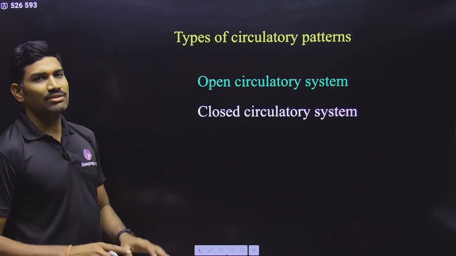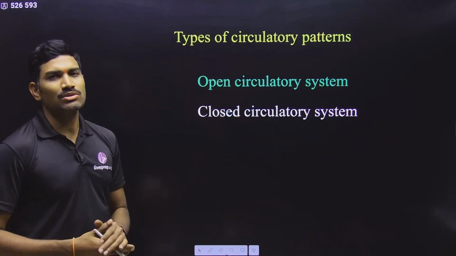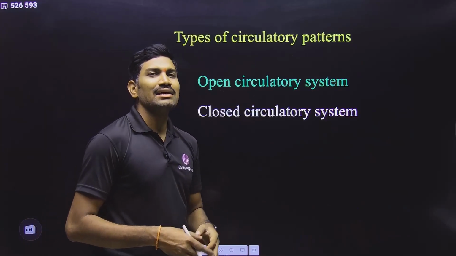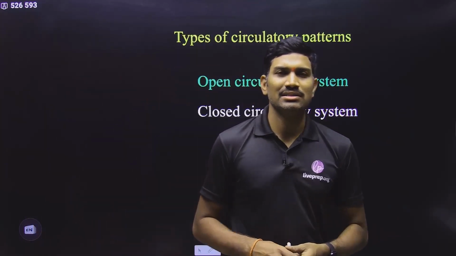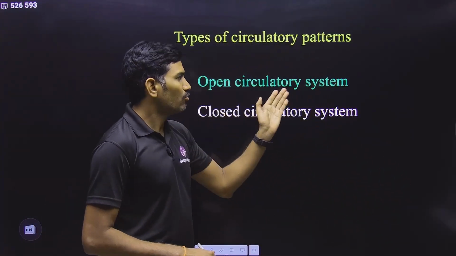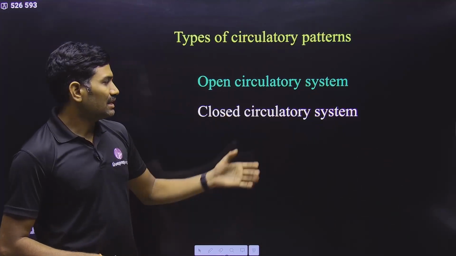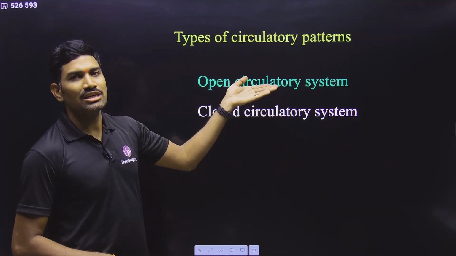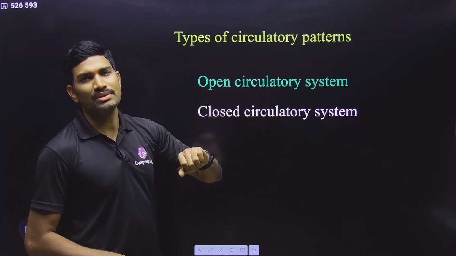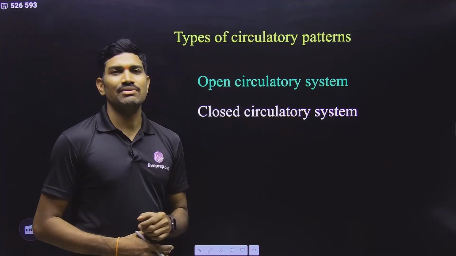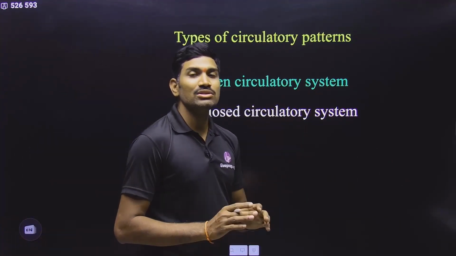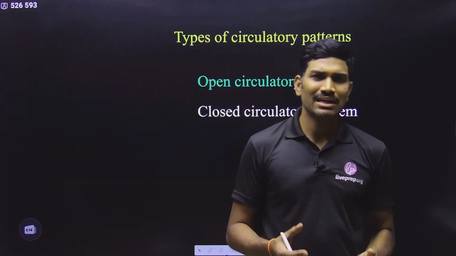Now in this lecture, we are studying different types of circulatory patterns. In some organisms, mainly the lower organisms, we observe an open circulatory system. But in higher animals, we observe a closed circulatory system. So what is the concept of this?